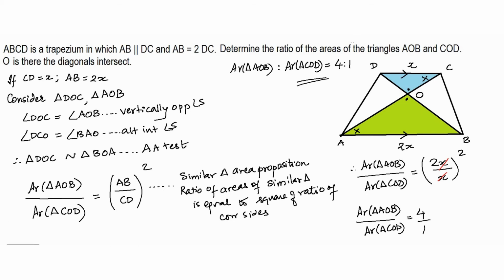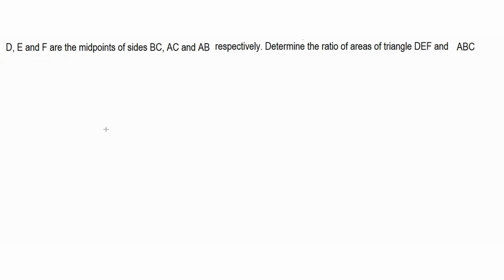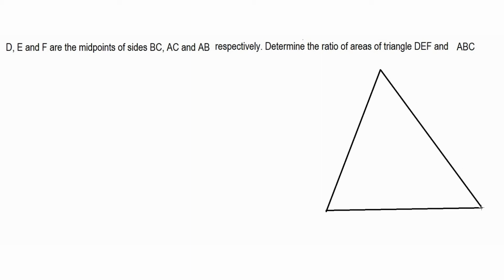Taking up the next question, it's given that D, E, F are the midpoints of the sides BC, AC and AB. So let us draw a diagram. So this is basically triangle ABC. It's given that D is the midpoint of BC. So let's mark D right over here. D is the midpoint of BC. Then E is the midpoint of AC. So E is the midpoint of AC. And F is the midpoint of AB.